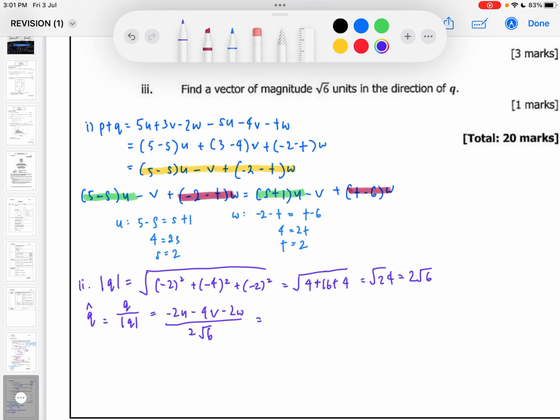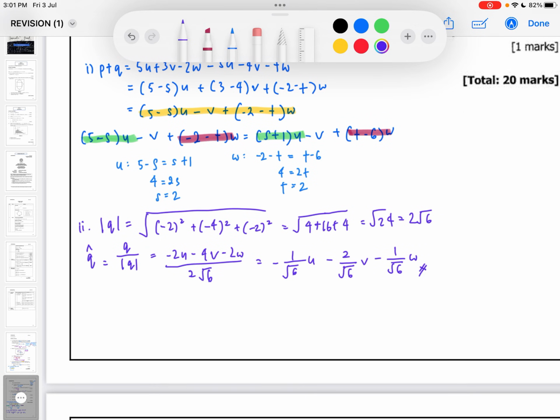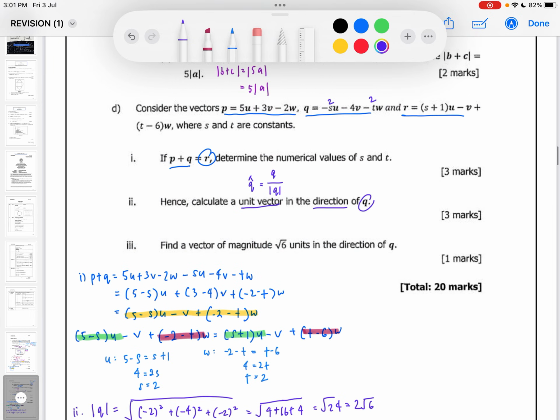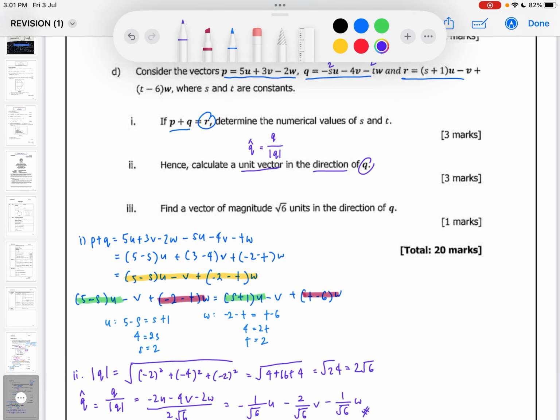Okay, so this looks like you can simplify it more. So I'm just going to simplify it. So negative 2 over 2 root 6. So 2 divided by 2 is going to be 1, U. And then we have 4 over 2, that's just going to be 2, 2 over V. Okay, then 2 over 2, 1, same for W. Okay, so that is the unit vector in the direction of Q.